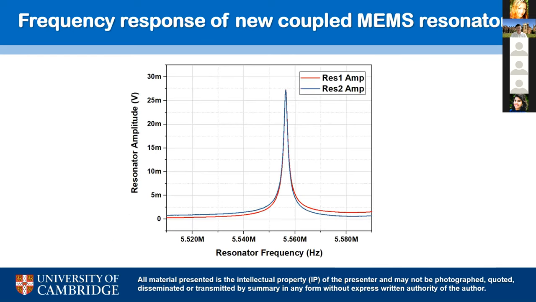For the new design, the resonant peaks at around 5.5 megahertz are considered. As I mentioned, there will be two resonant peaks and one peak is shown here. Since there are two resonators, you will get the same type of resonant peaks from the two resonators. Now we are considering the amplitude ratio as the output in these two resonant peaks. After determining the resonant peaks in the new coupled MEMS resonators and obtaining their amplitude ratio, the stability test was performed for this new design of coupled MEMS resonator.